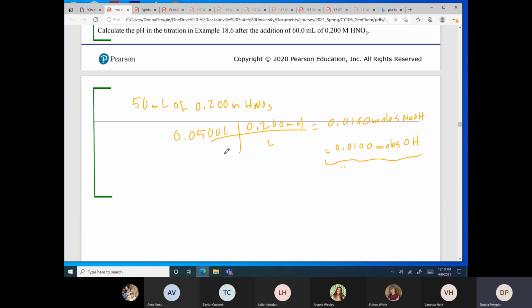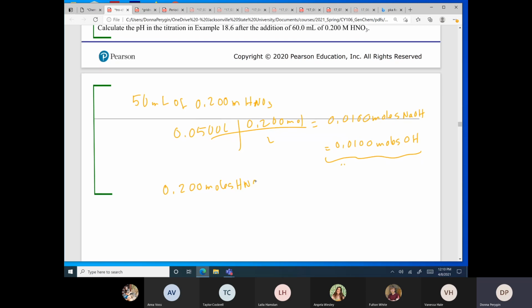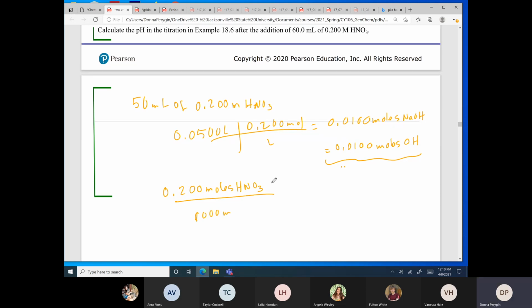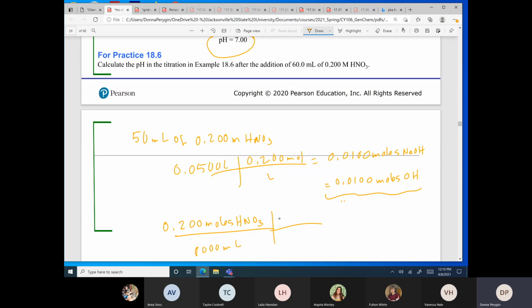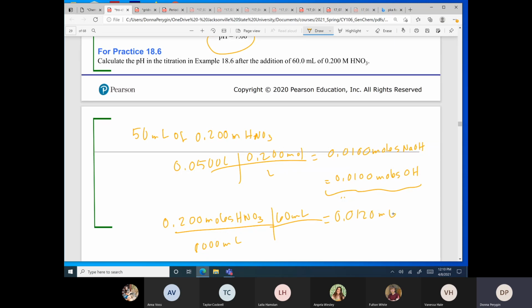So we have to set up our table, but first we need to calculate the moles of nitric acid we had after 60 milliliters of 0.2 molar nitric acid. That would be 0.200 moles of HNO3 per 1,000 milliliters times 60 milliliters, which equals 0.0120 moles of nitric acid.